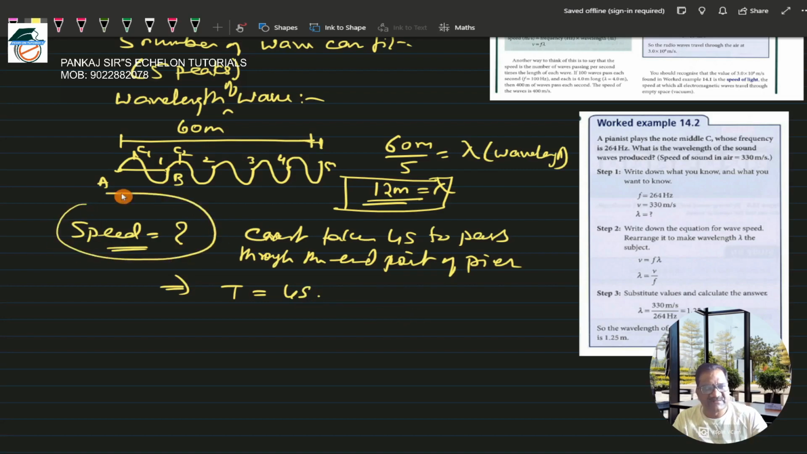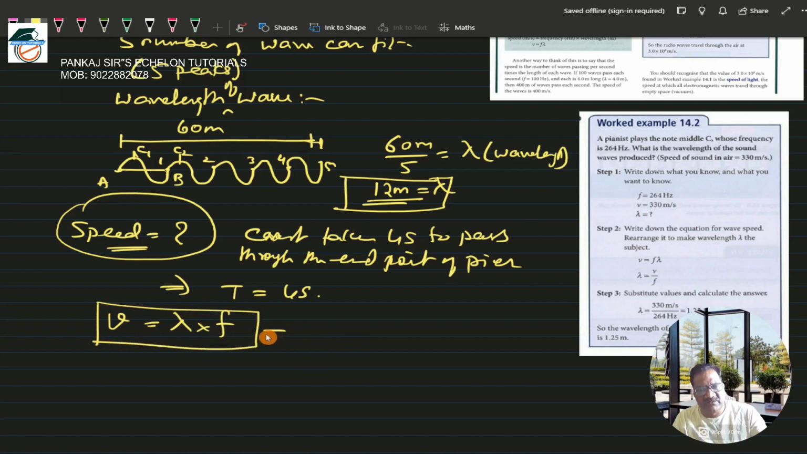Now speed has been asked to you. So the speed formula I told you, velocity is equal to lambda times frequency, isn't it? This is the formula, right? So using this formula, we know lambda is 12. So V will be equal to 12 times frequency.